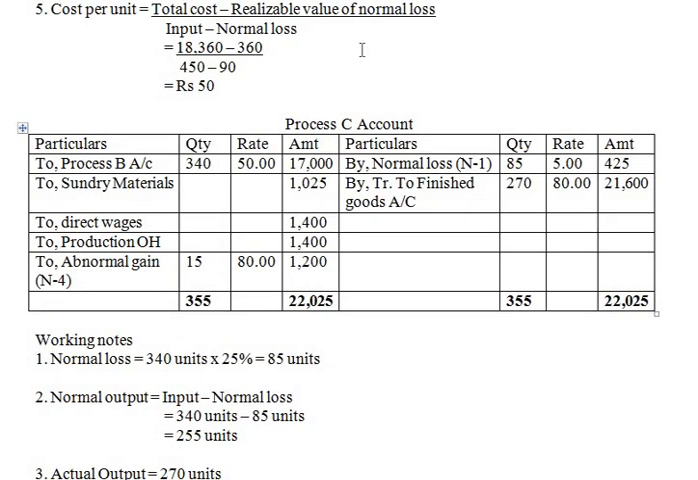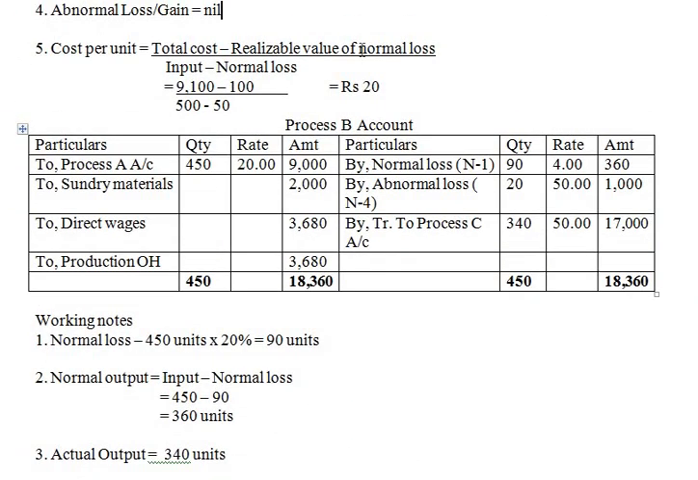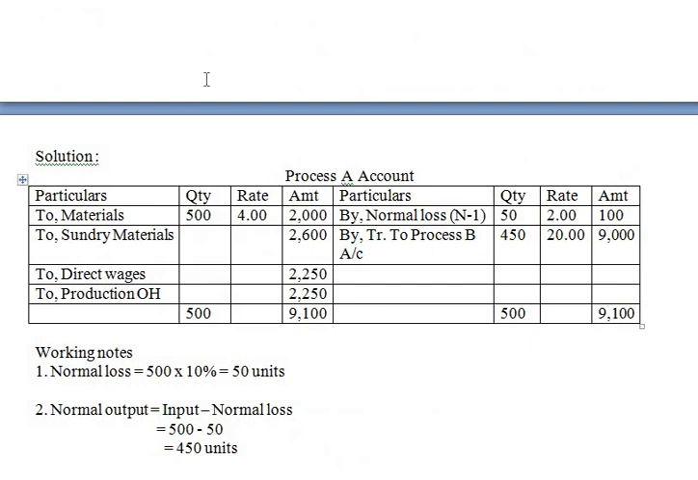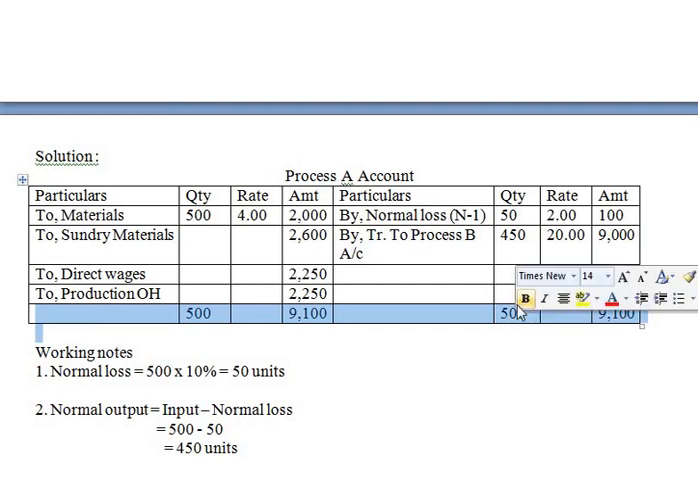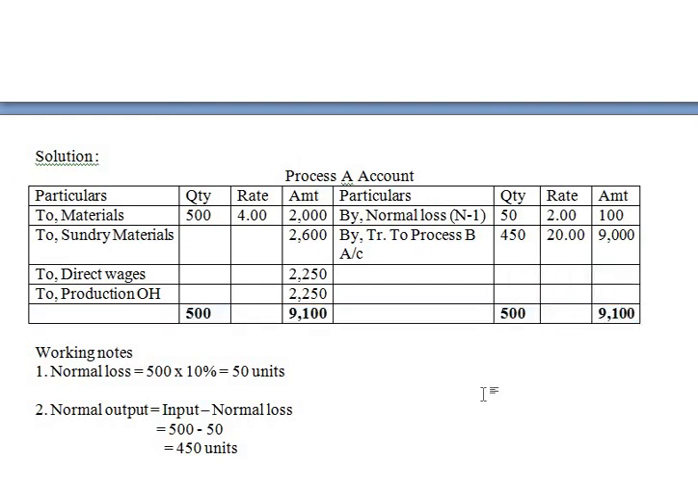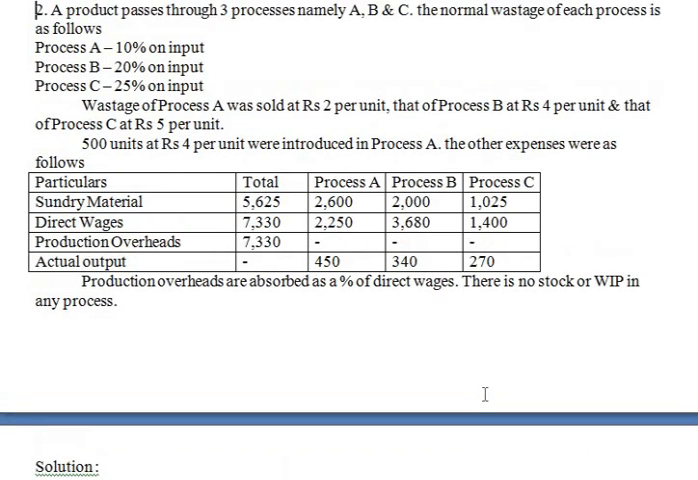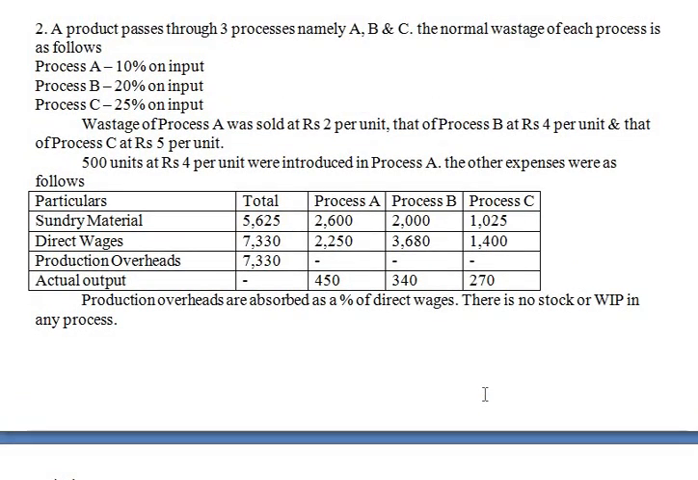Like this we are going to prepare. It means 3 times we will be preparing process account. In many problems there might be 4 process, 3 process, 2 process depending on what information they have given. Based on that we are going to calculate this. Hope so this problem is clear to everyone. In my next class again we will be solving another problem on process costing itself. Please go through the problem, solve it.